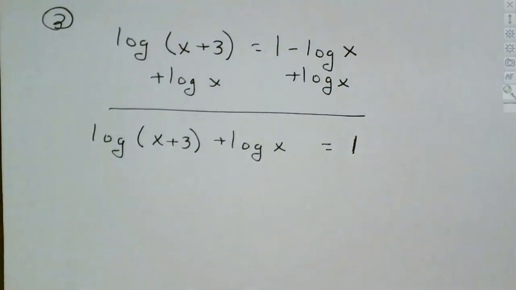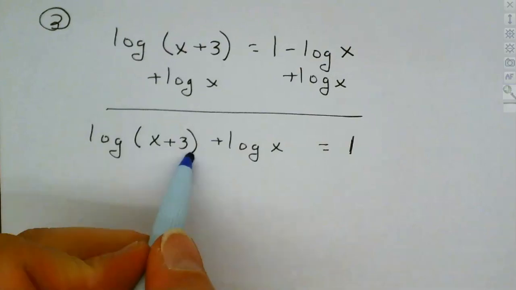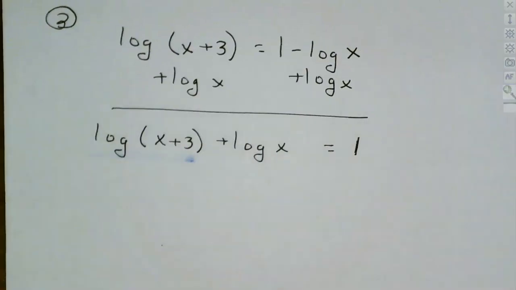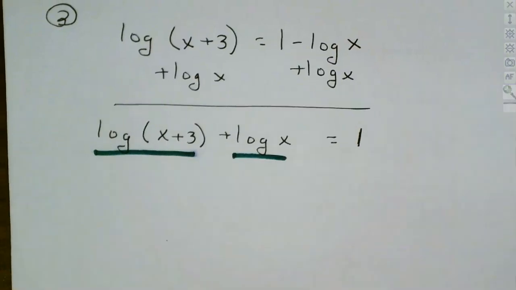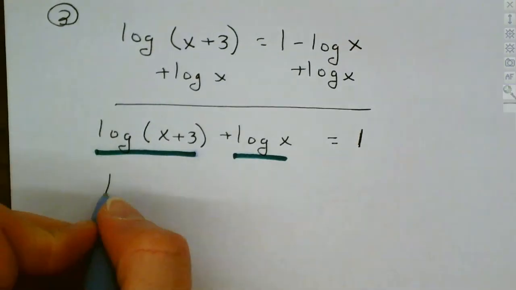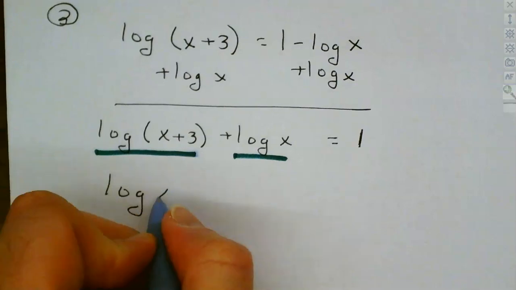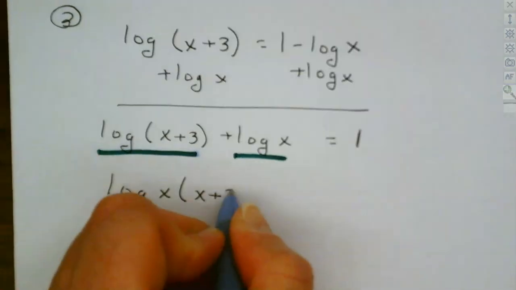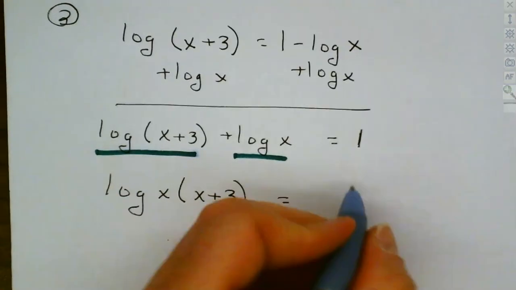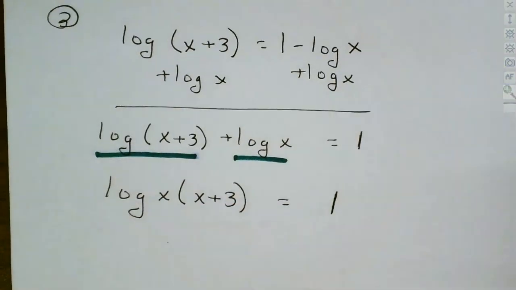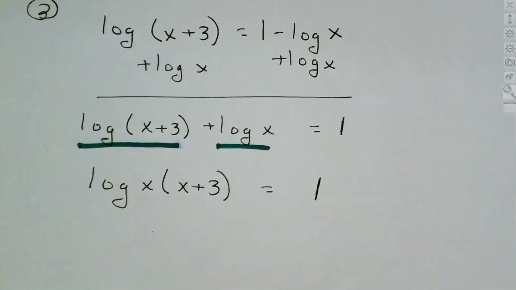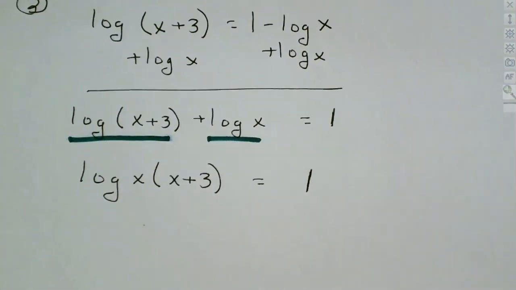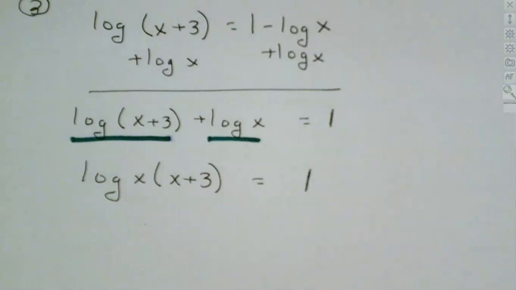So let's go ahead and put these together with our properties of the logarithms. So these can go together as multiplication, right? Right now it's addition. So I can rewrite this as the log of x times x plus 3 equals 1. Now, why did I do that? I did that because I can now eliminate the logarithm.